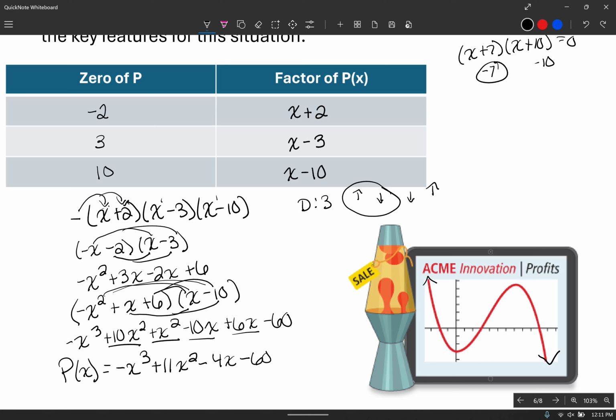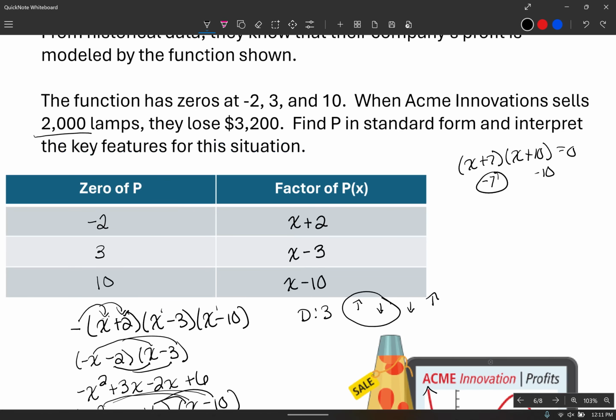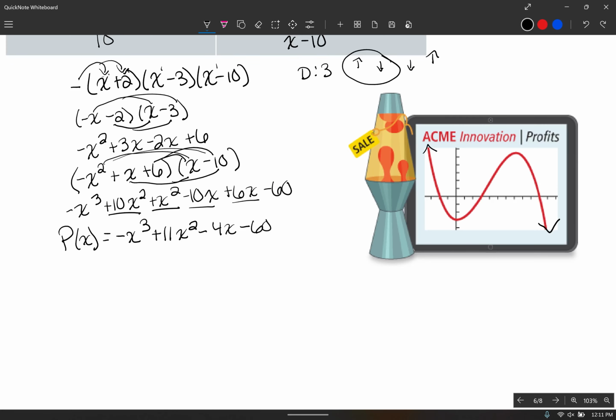Now, we are going to check to make sure that this equation is correct. They gave you some information. They said that when you sell 2,000 lamps, you're going to lose 3,200. Remember, your lamps are in thousands, so I take off the thousands, and 2 is my x value. For the money, that is in hundreds. They gave you 3,200, so take off the hundreds and you just have 32. That's what you should get in the end. So we're going to check this.